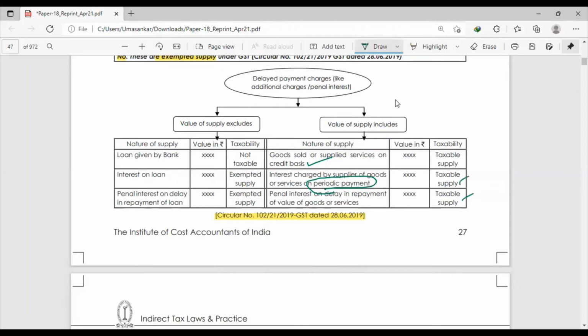Okay, so you need to compare this and this. Here, the interest on loan; your interest charge for supply of goods. Here, penal interest on repayment of loan; here, penal interest on delayed payment for goods and services. So on a loan amount, everything is exempted and not taxable. But for any supply of goods and services, if you are paying any interest or penal interest, it will be taxable. Okay, this is important.